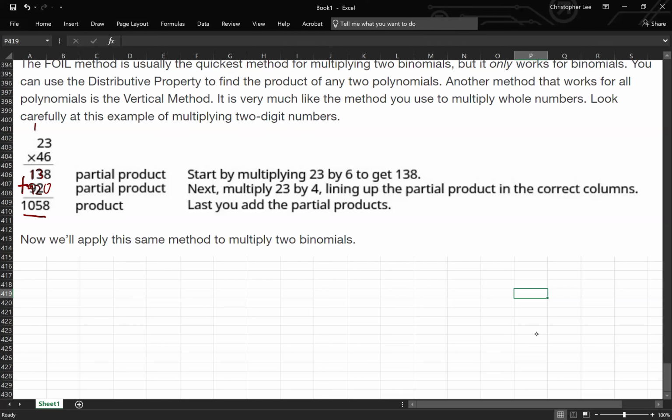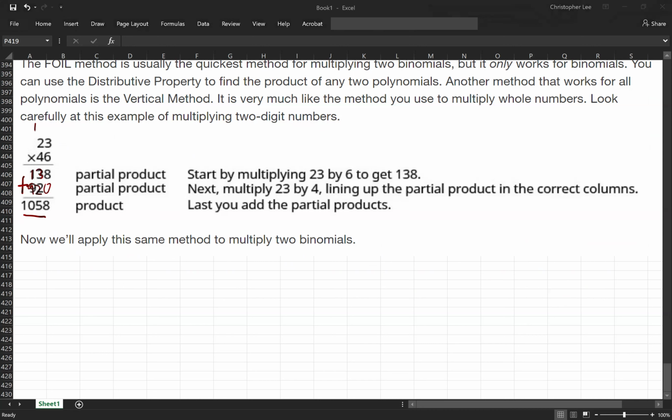So we're gonna actually do the same method using the polynomials. All right. It's the vertical method. It's what you was asking about a second ago, man. All right, so check this out. Check this out. Check this out.